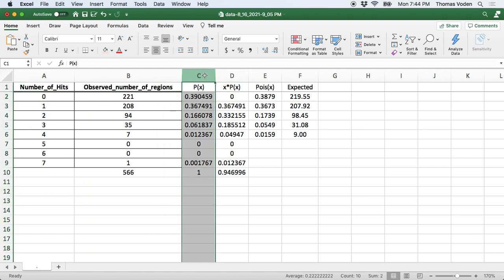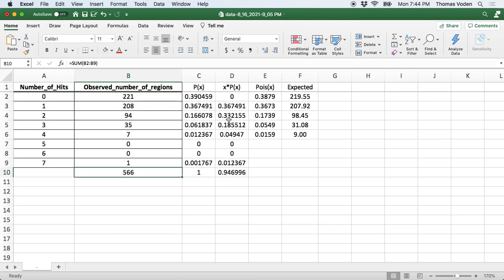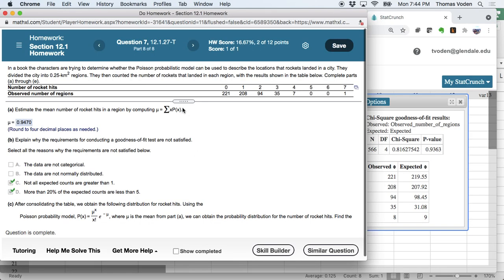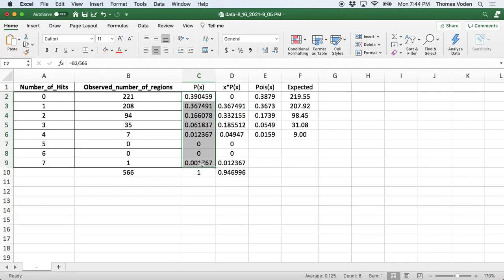We need to convert that to a probability, so all that means is take the number of times and divide by the total number of observations. So in each case, I've just gone ahead and done that. B2 divided by 566, and then the next one, of course, B3 divided by 566. So all of these give me the P of x's that I need for this formula. Just to check, I went ahead and did the sum of this row, and I should get 1, and I do get 1.